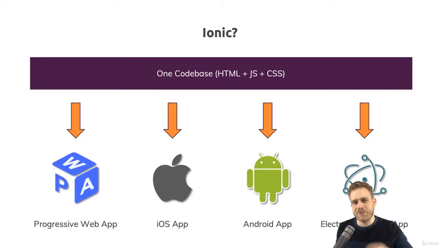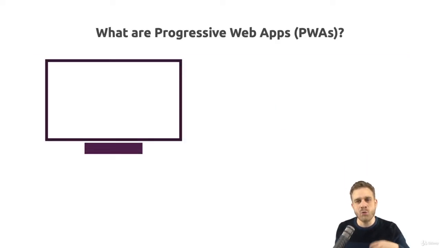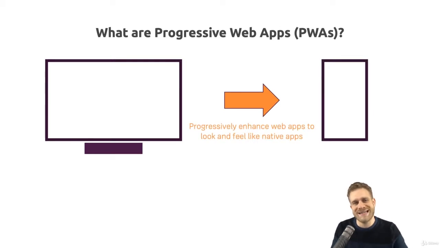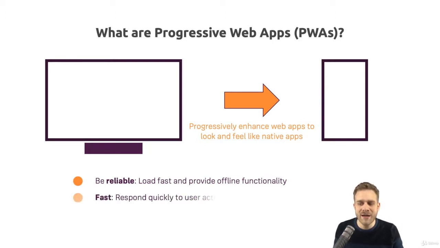Now, regarding that progressive web app part, a progressive web app in the end is a normal web app that looks and feels a bit like a native mobile app. It isn't a native mobile app. You don't distribute it through the app stores. It's still a website which you can find via Google and so on, but it's optimized to be reliable, which means it even works offline, or parts of it work offline. It should be fast and give the user instant feedback upon actions.